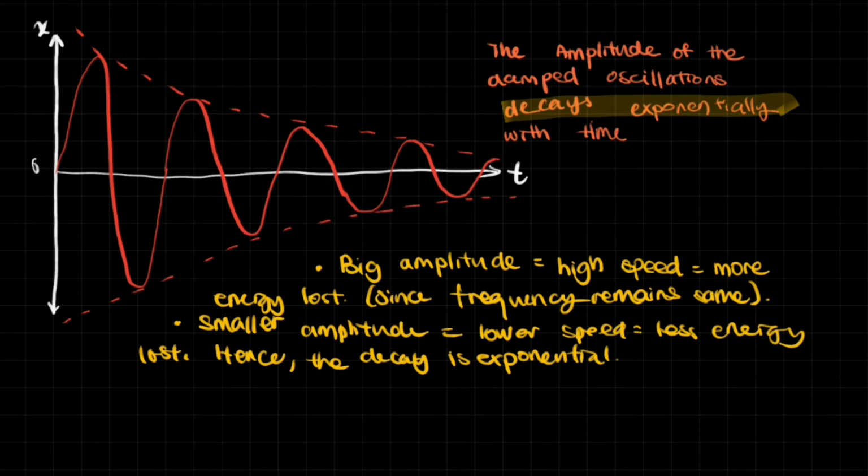So when they are damped, the oscillations will go down like this in terms of the amplitude, because the amplitude basically shows how much energy you have. So the amplitude of the damped oscillations decays exponentially with time. The big amplitude has a high speed, which means it has more energy, and therefore there's more energy lost because frequency would remain the same. And smaller amplitudes would have lower speed, right? And that means it has less energy lost because frequency remains the same. So basically, you are traveling at a lower speed. That's why the decay is exponential.